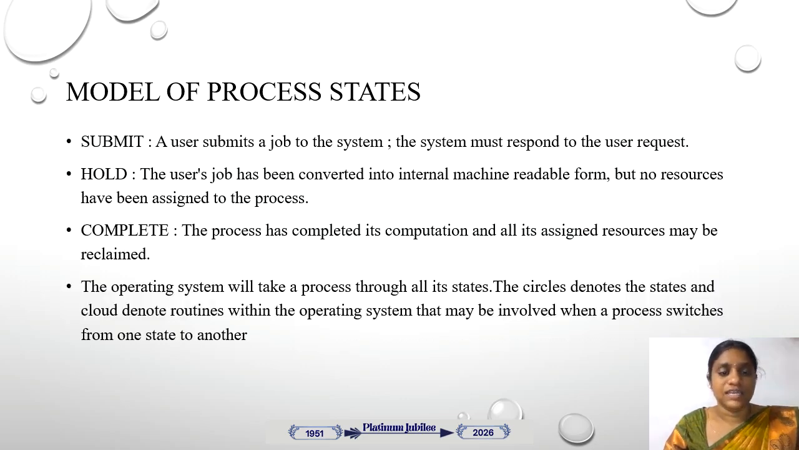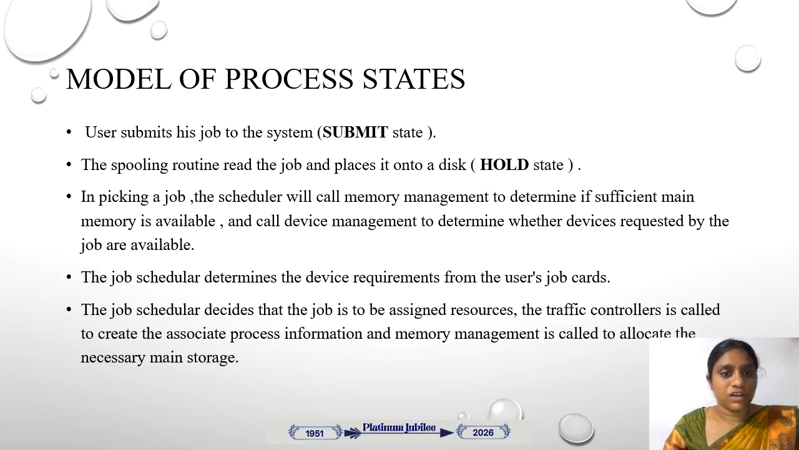The submit state: a user submits a job to the system. The system must respond to the user request. Hold state: the user job has been converted into internal machine readable form, but no resources have been assigned to the process. Complete state: the process has completed its computation and all its assigned resources may be reclaimed. So, model of process state.